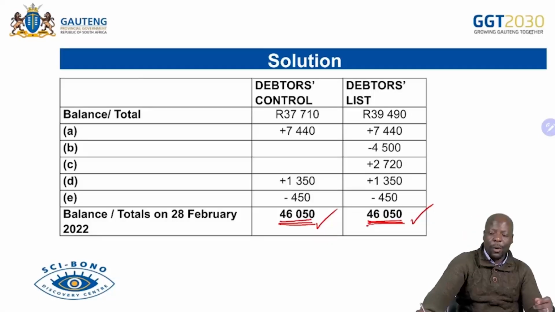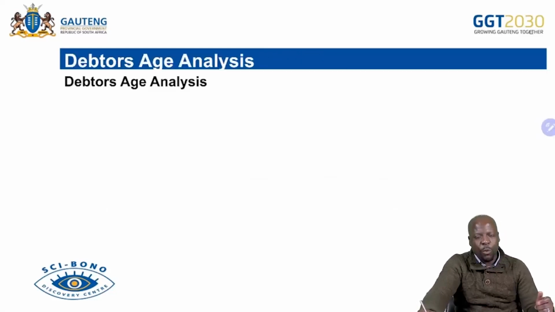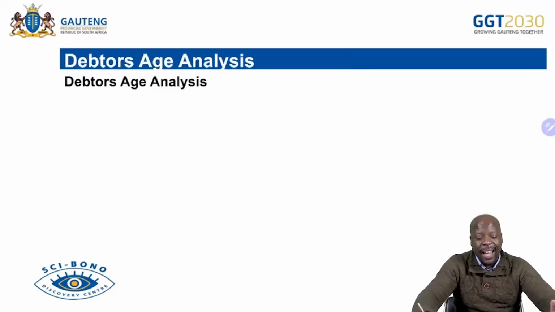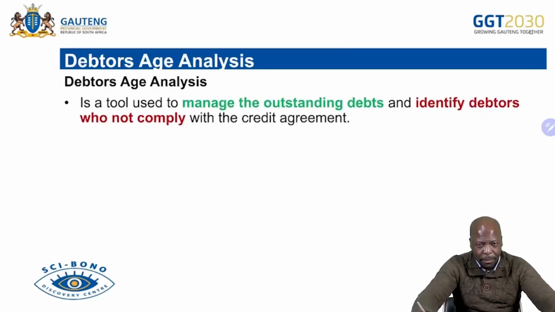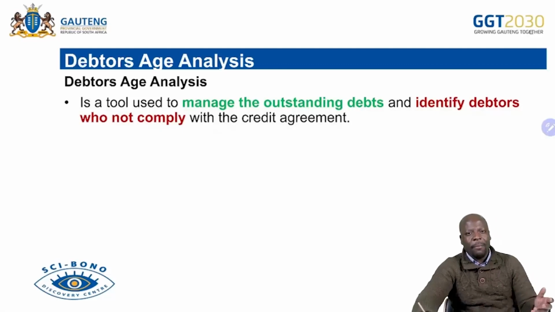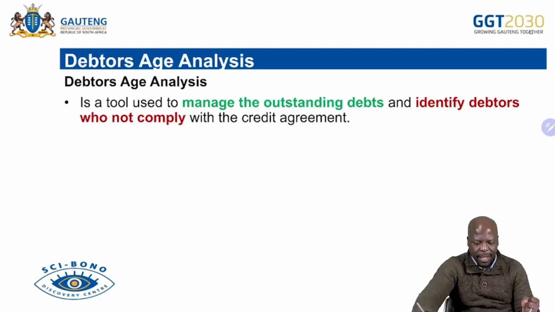Okay, I'm going to quickly now go on to something really exciting, which we call the debtors age analysis. The debtors age analysis. Okay, what is it all about? Definition. It is a tool that is used to manage outstanding debts and to identify those debtors who do not comply with the credit agreement. Okay, so we have debtors who will not comply. How do we identify that this debtor is not complying? We use what we call the debtors age analysis. This is how we manage our outstanding debts.